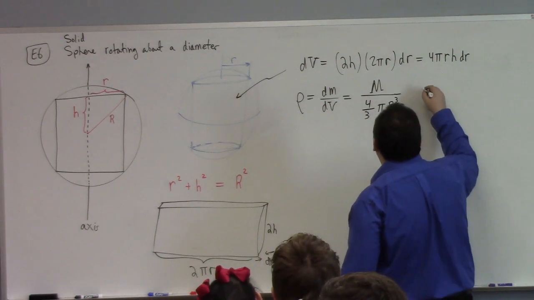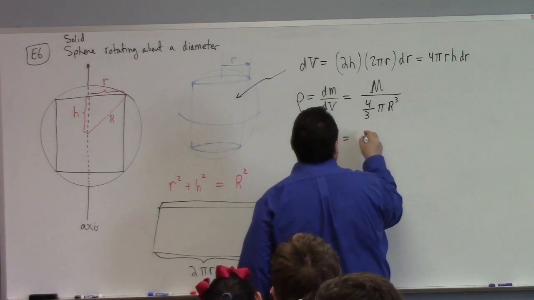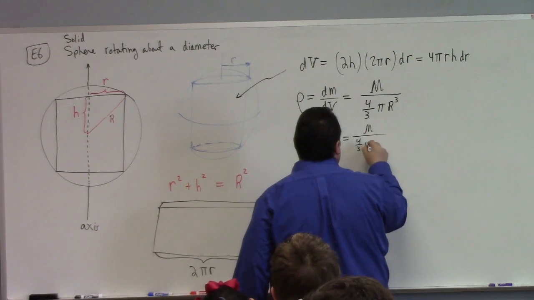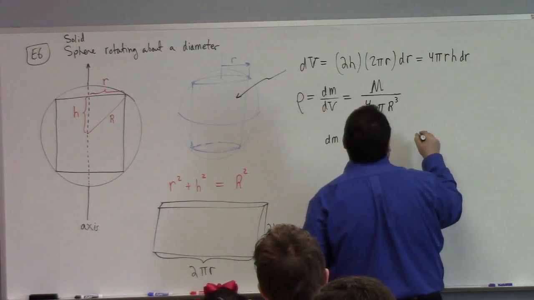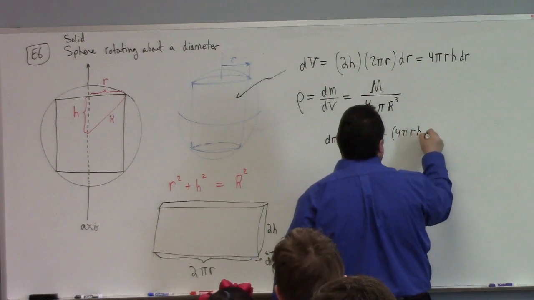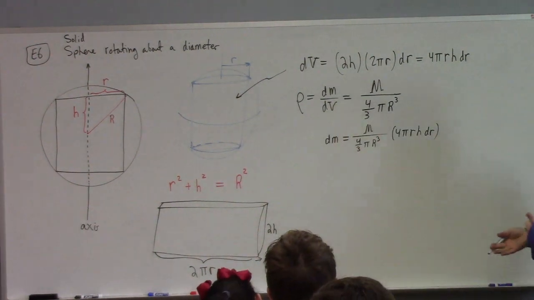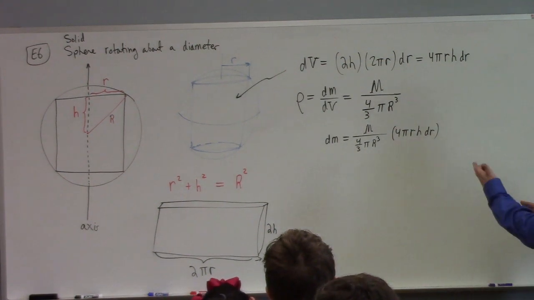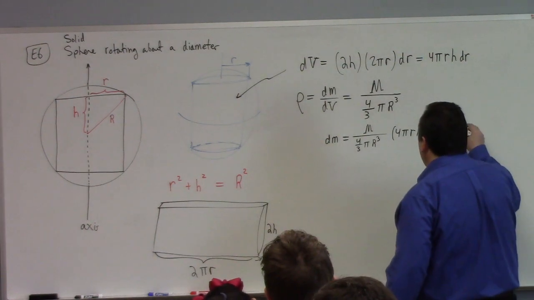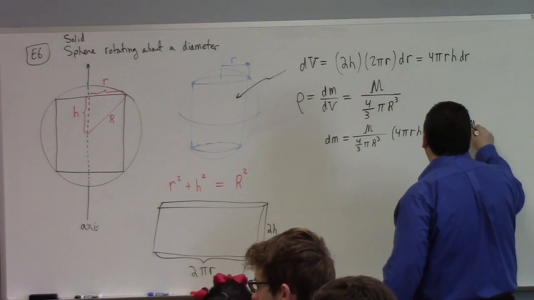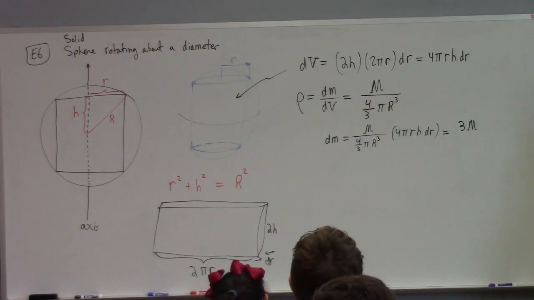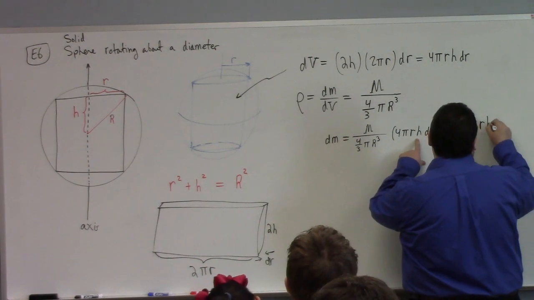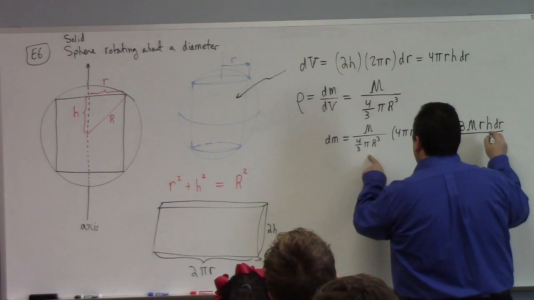So there we go. Apparently dm is M over 4/3 pi R cubed times dv. But my dv is 4 pi rh dr. Some things cancel, right? Like the 4's cancel. Anything else? Oh, pi cancels. The 3 comes upstairs, right? So I got 3 big M r h dr divided by what? R cubed. Okay, great.